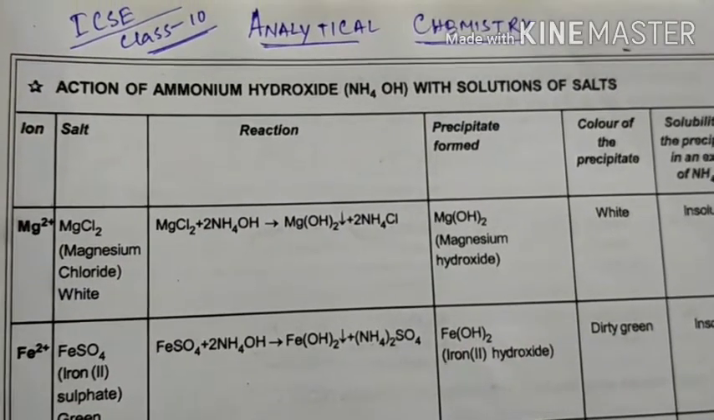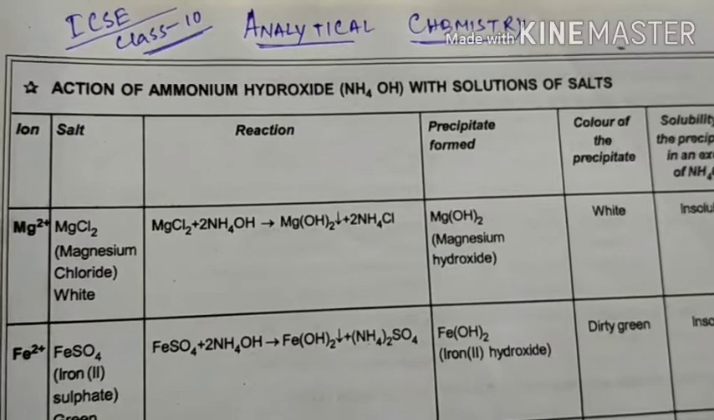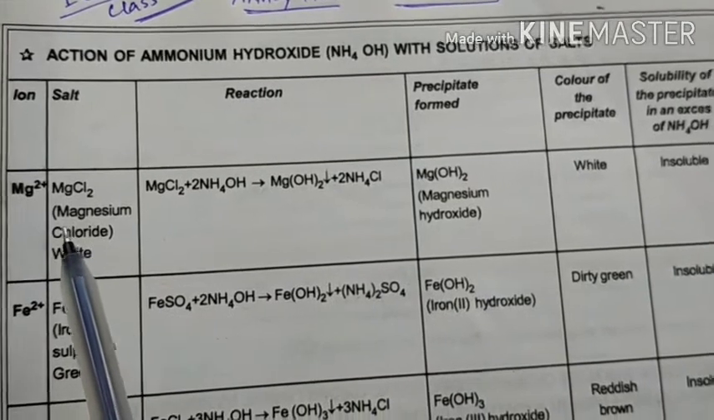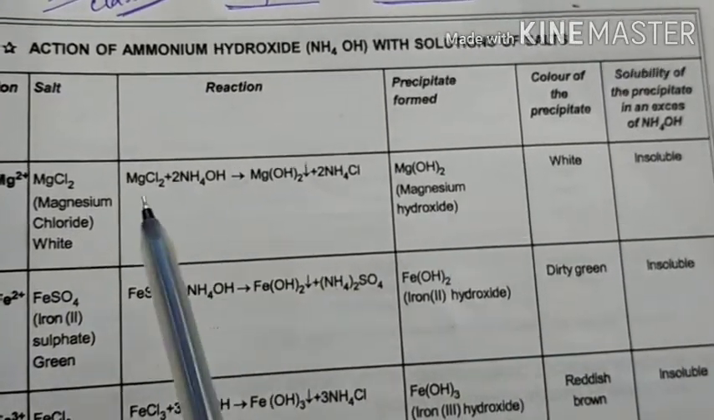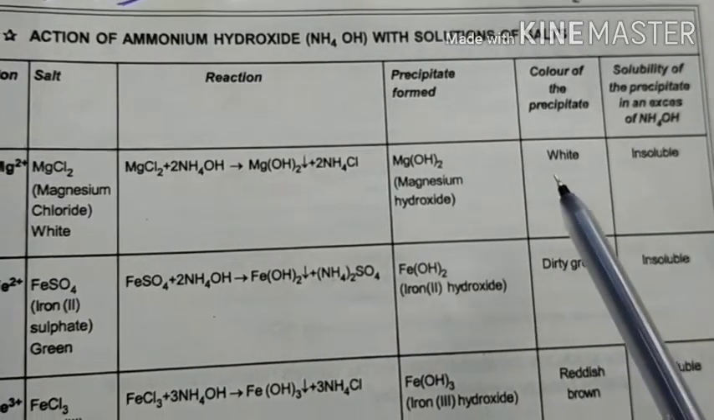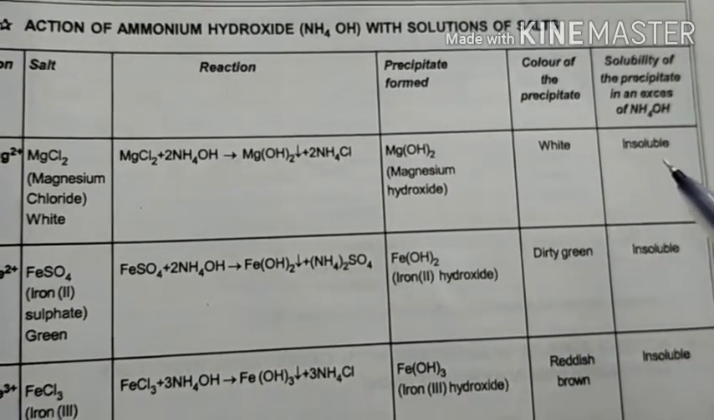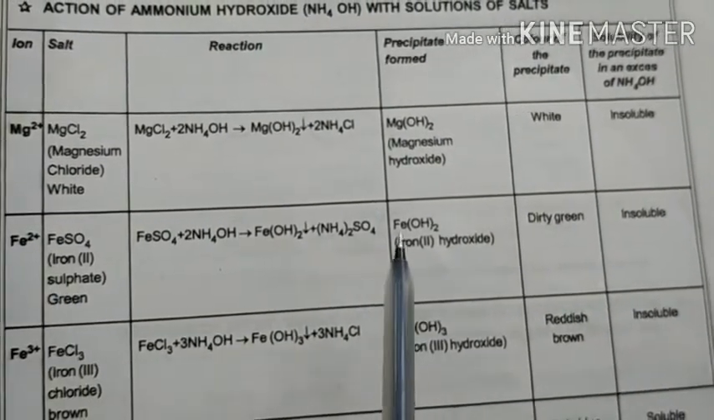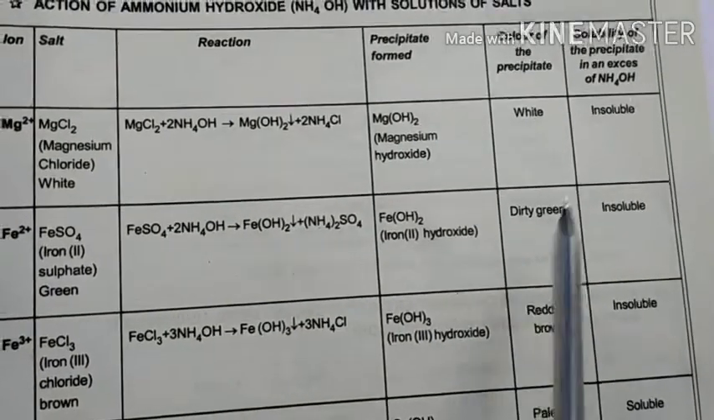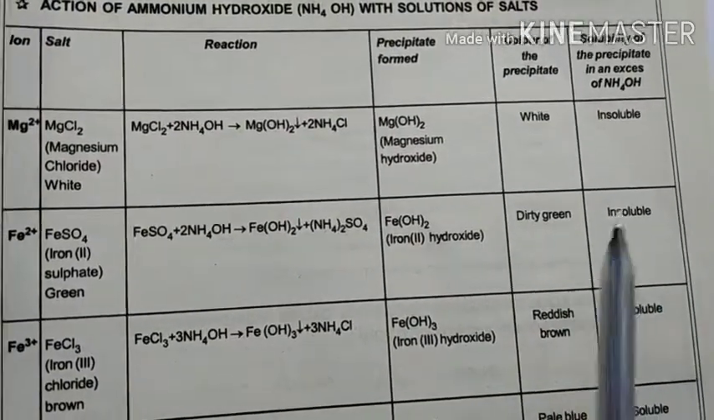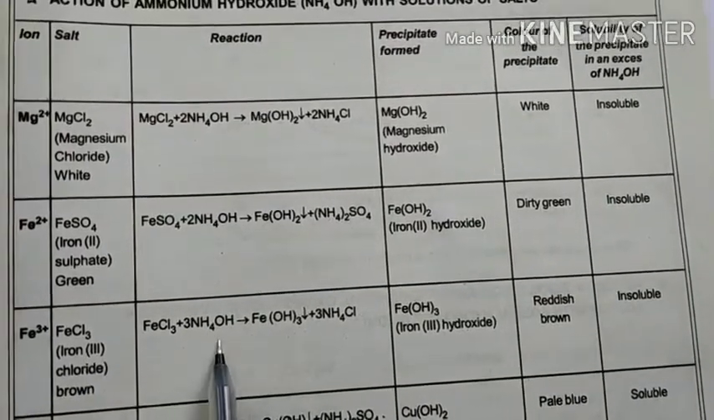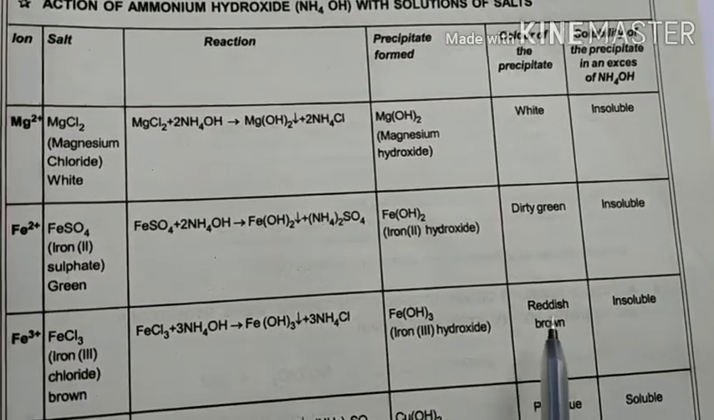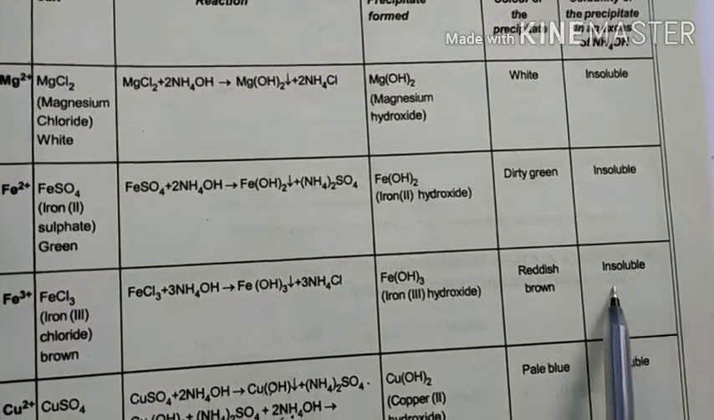Next we are moving to the reagent ammonium hydroxide. When added to magnesium salts, it forms magnesium hydroxide, which is white, and excess ammonium hydroxide leaves it insoluble. With ferrous salts, it produces ferrous hydroxide, which is dirty green, and with excess ammonium hydroxide it is still insoluble. In ferric salt, it forms ferric hydroxide, which is reddish brown in color, and in excess ammonium hydroxide it is still insoluble in nature.